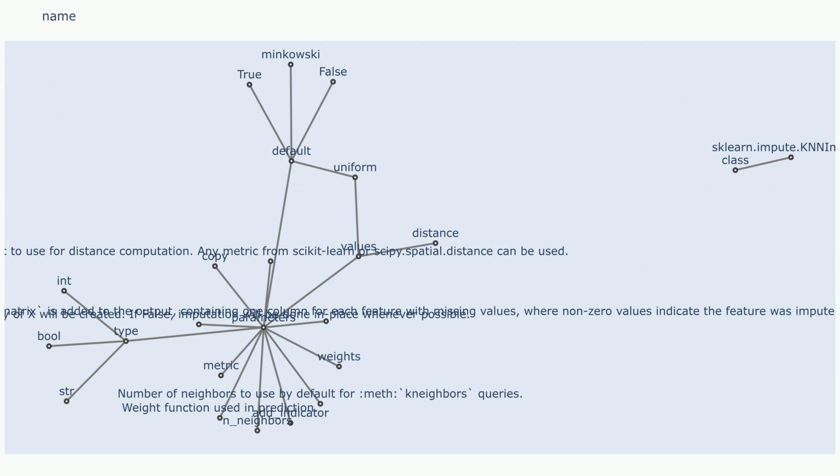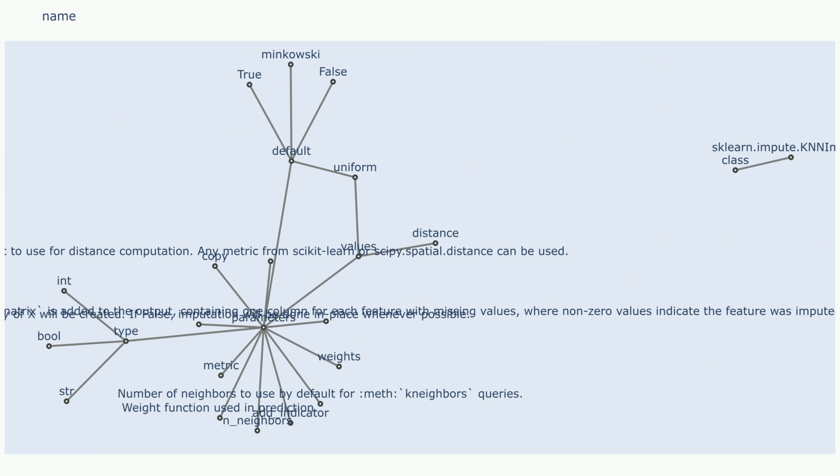Copy: true, copy data before imputing. Optional, defaults to true. Add indicator: false, add a binary indicator for missing values. Missing values: np.nan, the value indicating missing data.